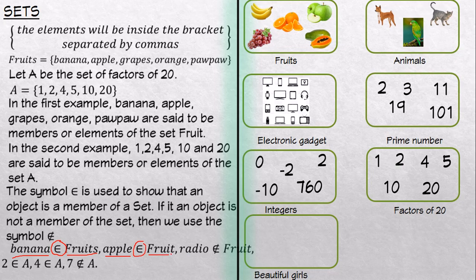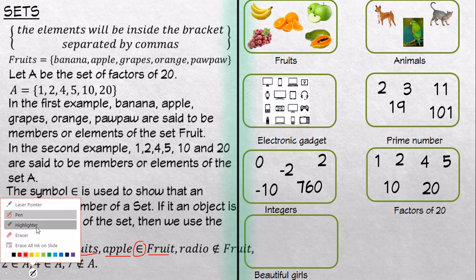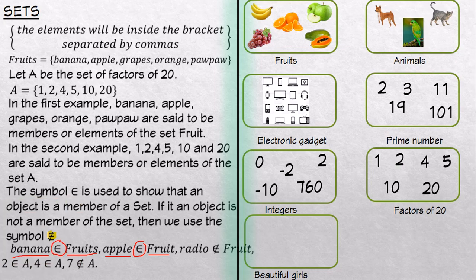So if the object in question is not a member, or it is not an element of the set, then in that case use this symbol over here. So realize that with this example over here, radio is not in the fruit. So we use this symbol over here to show that it is not in the set fruits.